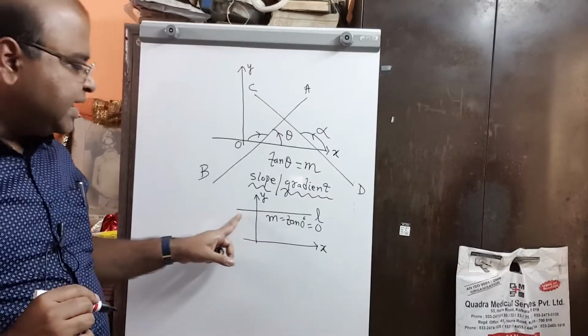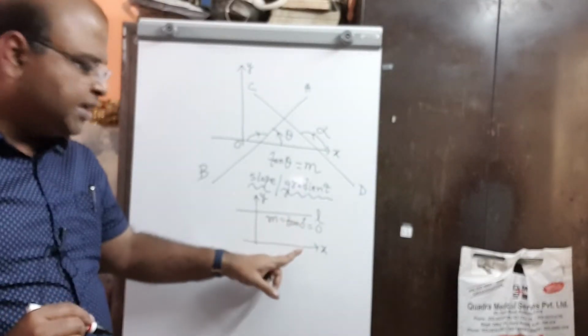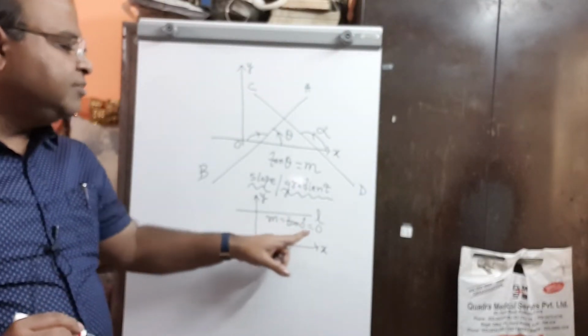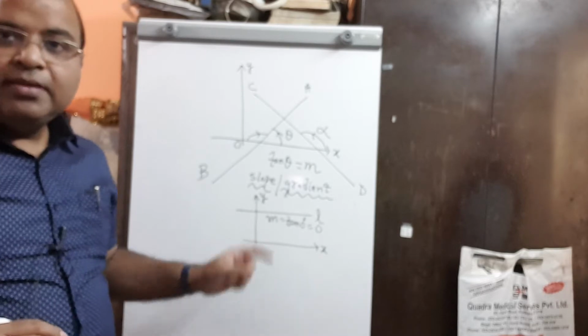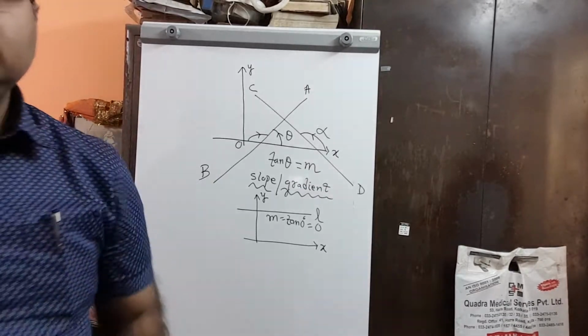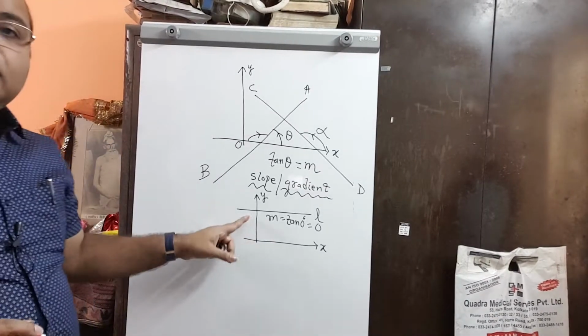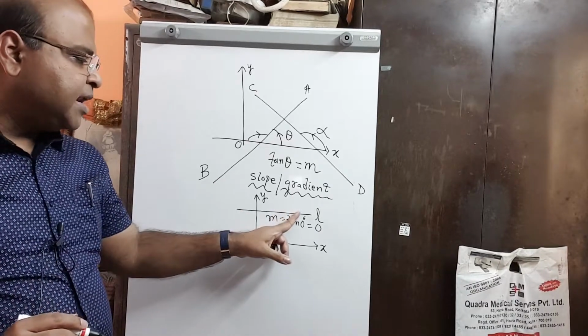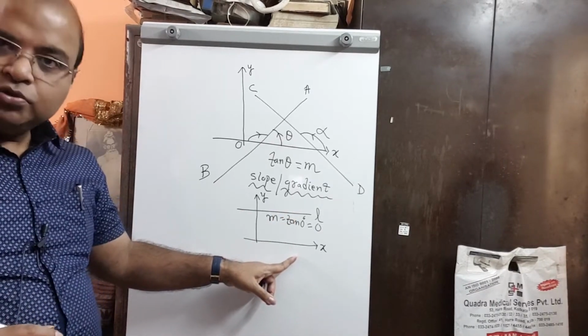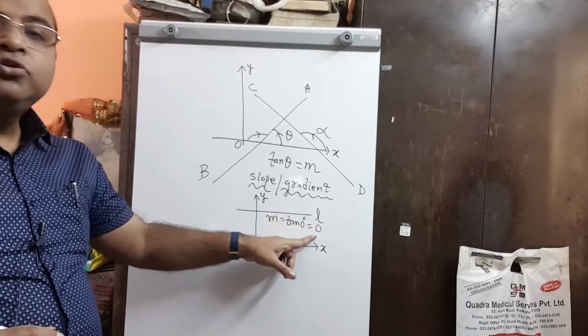So for every straight line parallel to the x-axis, its slope is given by 0. This is a very important point, that whenever we have to prove that a line is parallel to the x-axis, it is sufficient to show that its slope is equal to 0.